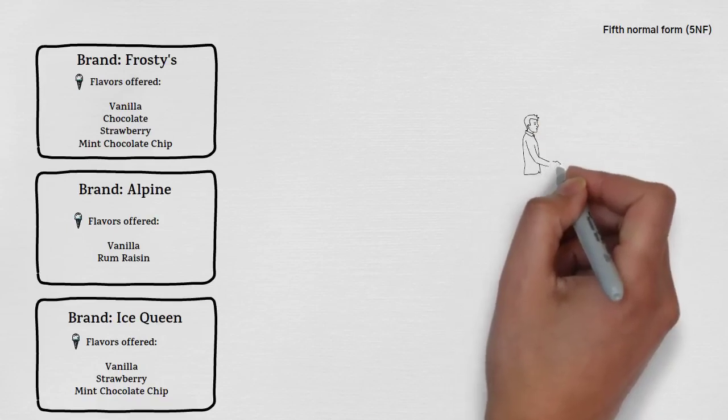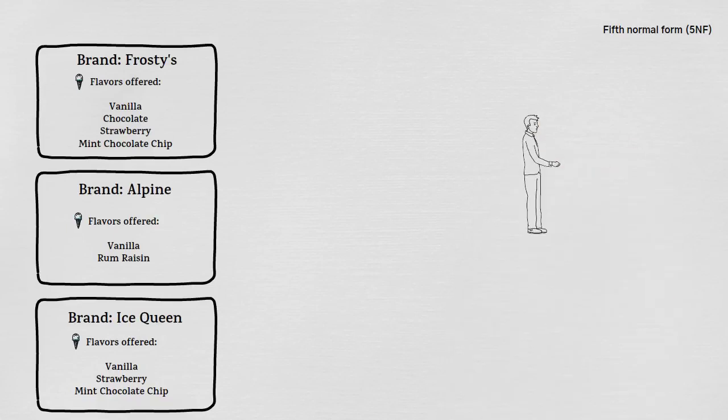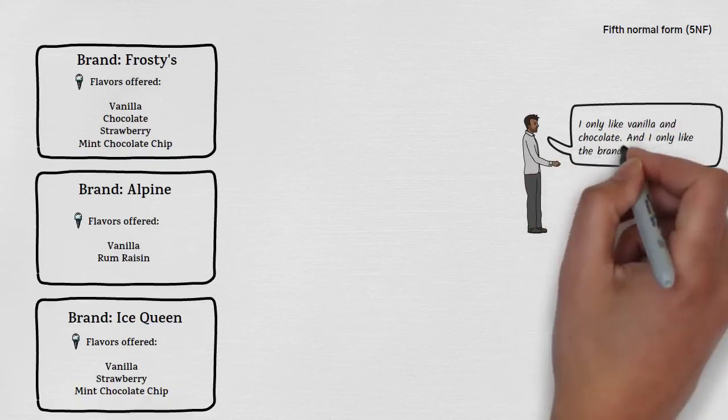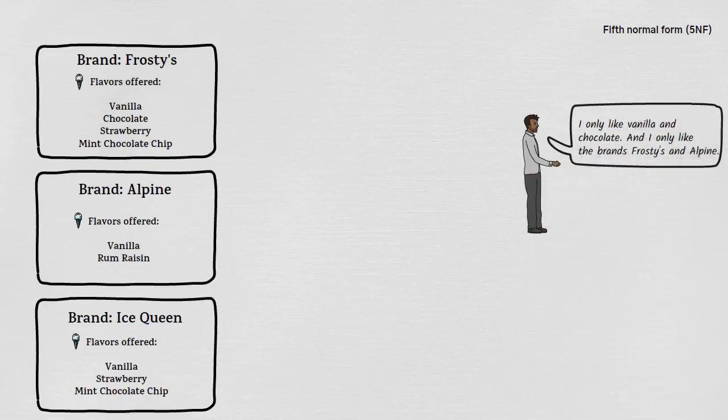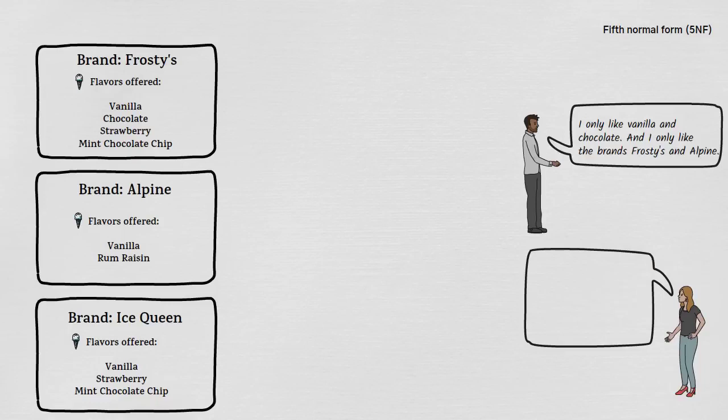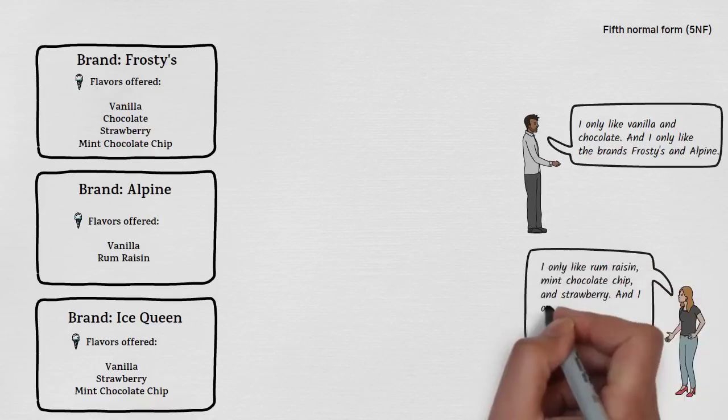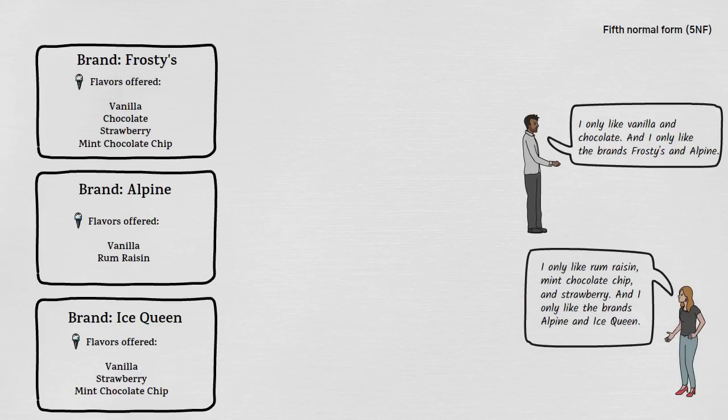Now we ask our friend Jason what types of ice cream he likes. Jason says, "I only like vanilla and chocolate. And I only like the brands Frosty and Alpine." We ask our other friend, Susie, what types of ice cream she likes. Susie says, "I only like rum raisin, mint chocolate chip, and strawberry. And I only like the brands Alpine and Ice Queen." So after a little bit of brain work, we deduce exactly which ice cream products Jason and Susie are willing to eat. And we express this in a table.